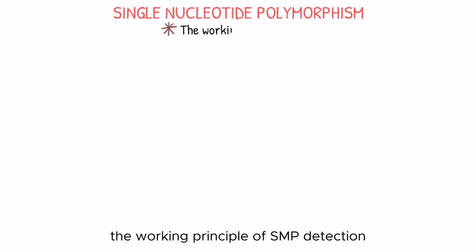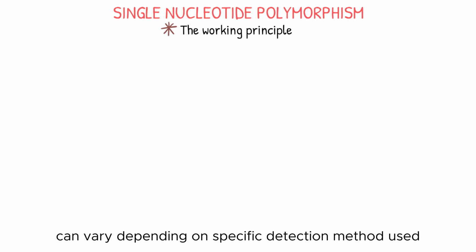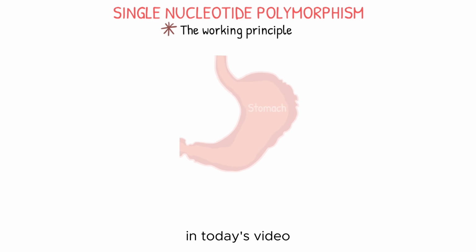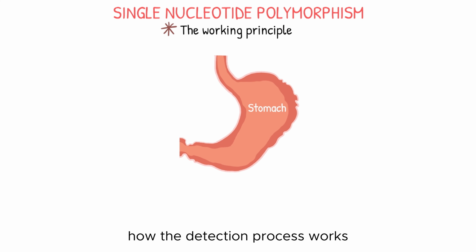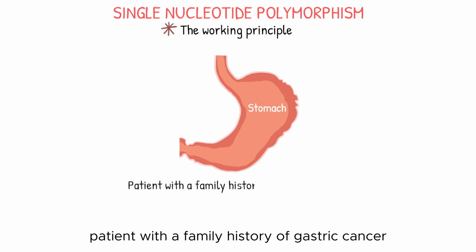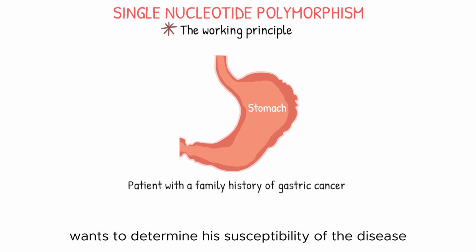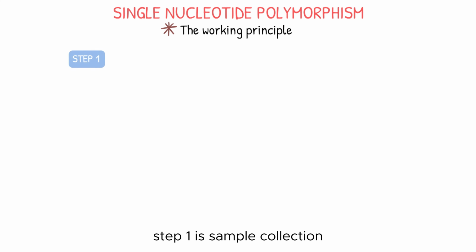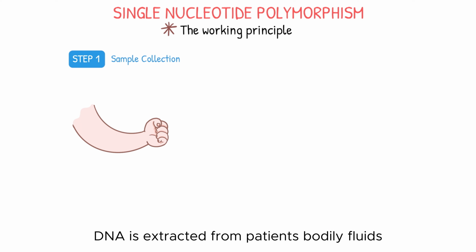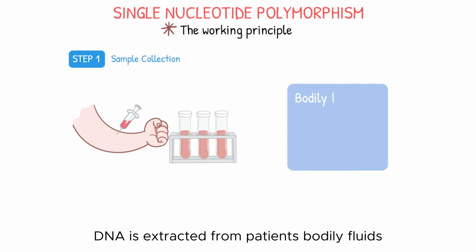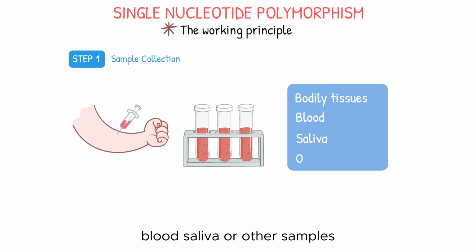The working principle of SNP detection can vary depending on the specific detection method used. In today's video, I would like to illustrate how the detection process works using the example of a patient with a family history of gastric cancer who wants to determine his susceptibility to the disease. Step 1 is sample collection. DNA is extracted from the patient's bodily fluids, blood, saliva, or other samples.